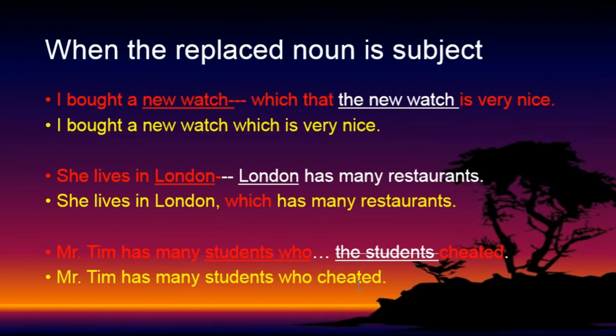The most important note here is that I cannot remove the relative pronouns which and who. I cannot remove them because the repeated noun I deleted was a subject. Because it was a subject, I cannot delete it, okay? It doesn't make sense anymore. Mr. Tim has many students cheated. That doesn't make sense. That's not English, okay? I need the who. I need it to be there to make sense. Same case goes for this, okay? And same for this. I cannot delete it because I removed a subject, okay? Is that clear? Hopefully, yes.